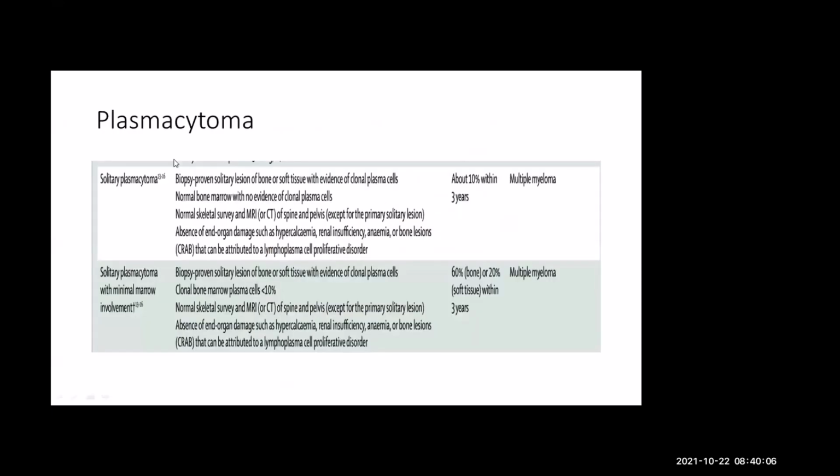Moving on, we also should be aware about how we diagnose plasmacytoma. So solitary plasmacytoma should have only one plasmacytoma. There should be no other myeloma defining events, and bone marrow should have no clonal plasma cells. So this is the absolute diagnosis of solitary plasmacytoma. But you could have a plasmacytoma with minimal bone marrow plasmacytosis, where the bone marrow plasma cells are less than 10%. So the difference between the two here is that the risk of progression of solitary plasmacytoma with minimal plasmacytosis is higher as compared to solitary plasmacytoma, and that is one thing we should note when we treat this kind of patient.